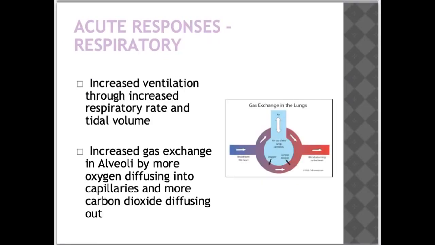Acute responses in the respiratory system include increased ventilation through increased respiratory rate and tidal volume, increased gas exchange in alveoli by more oxygen diffusing into capillaries and more carbon dioxide diffusing out.